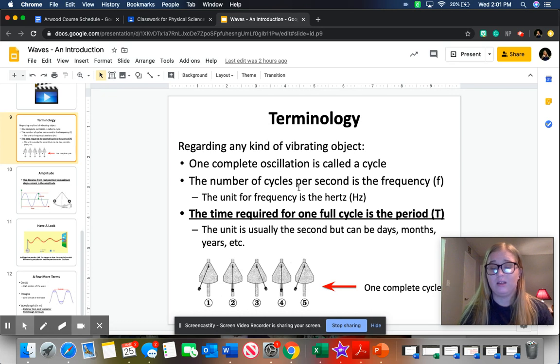And the number of cycles per second is frequency. The unit, we talk all about units here in this class, the unit for frequency is hertz. It's symbolized by Hz. And the time required for one full cycle is a period. So that's T in an equation. The unit is usually a second, but it can be days, months, years, depending on what kind of wave it is.